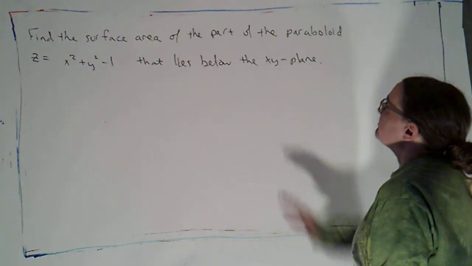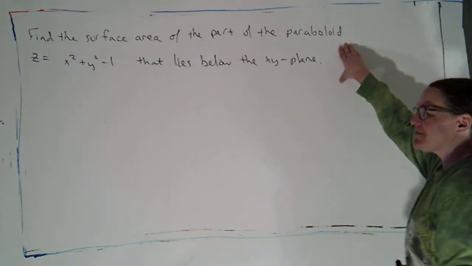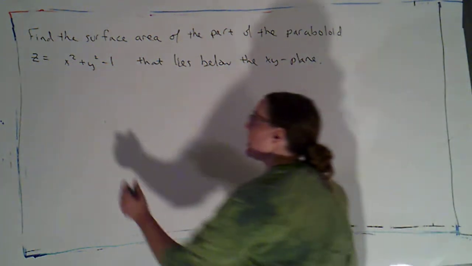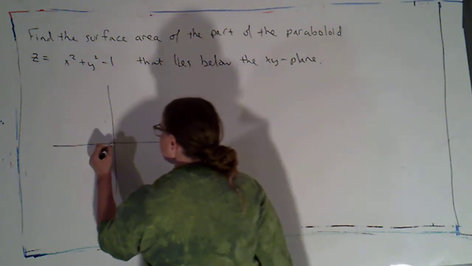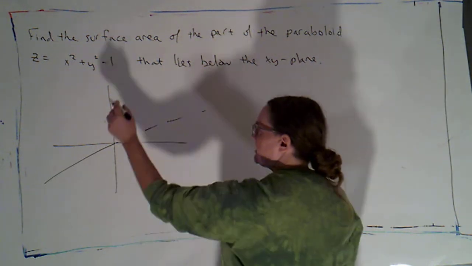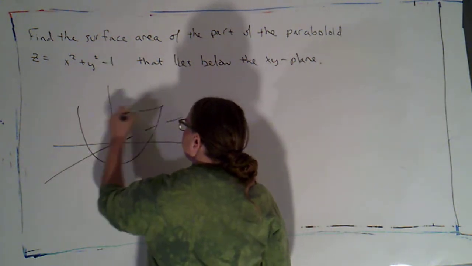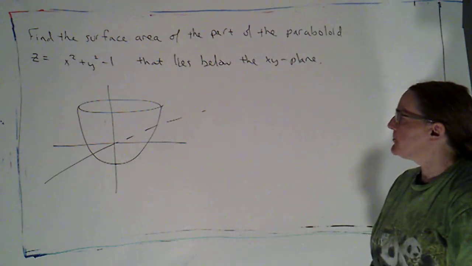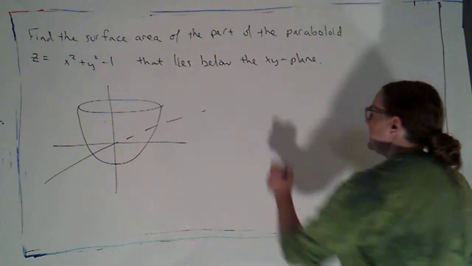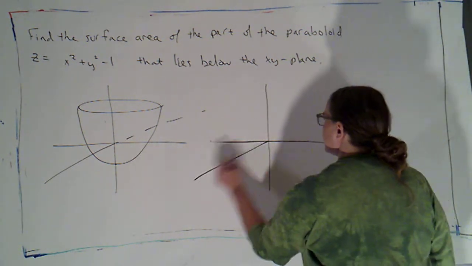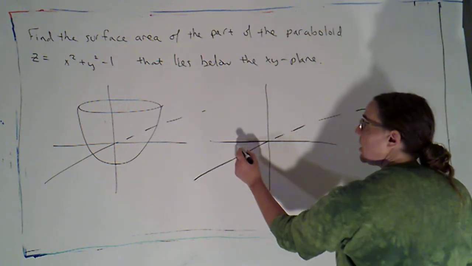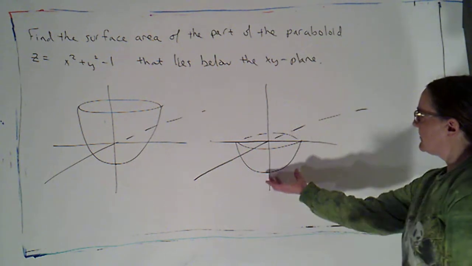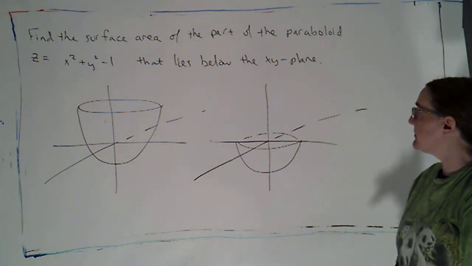Deal. Okay, new problem. We want to find the surface area of the part of the paraboloid z equals x squared plus y squared minus 1 that lies below the xy plane. So, that's just my standard paraboloid, except it's been translated down 1 unit. So instead of having its vertex at the origin, its vertex is down here at 0, 0, negative 1. So that's what the paraboloid looks like. And of course, we're asked to find the surface area of just the part that lies below the xy plane. So the surface area of a little bowl-like shape, something like that.